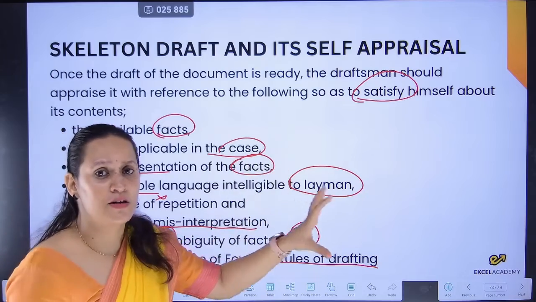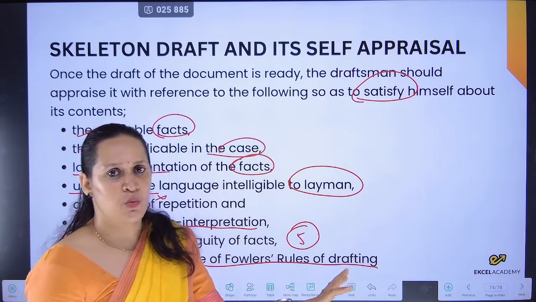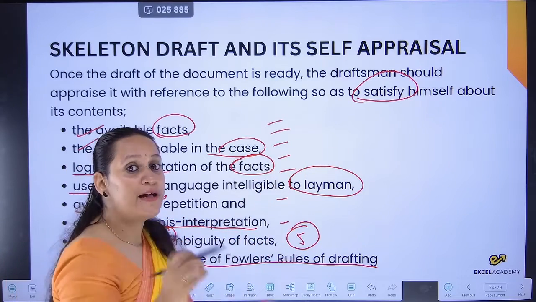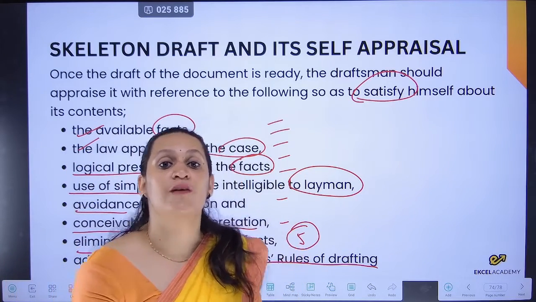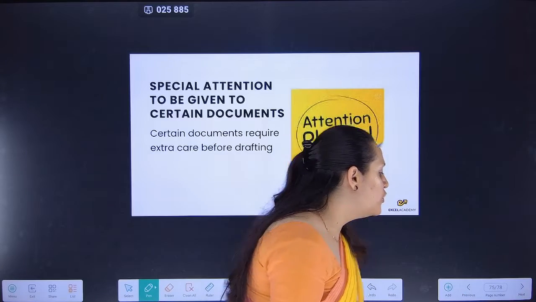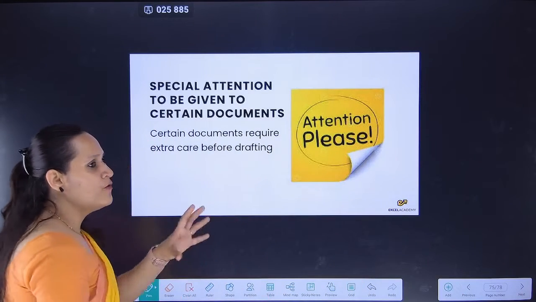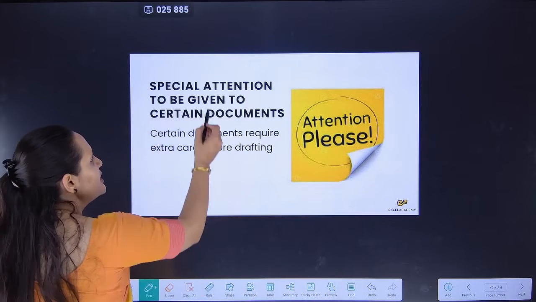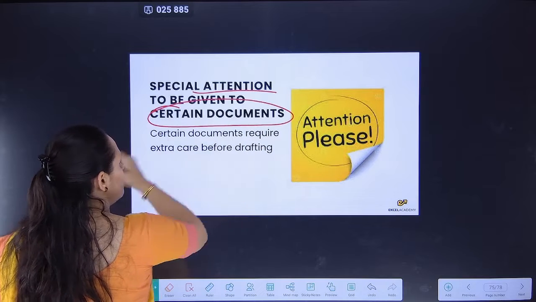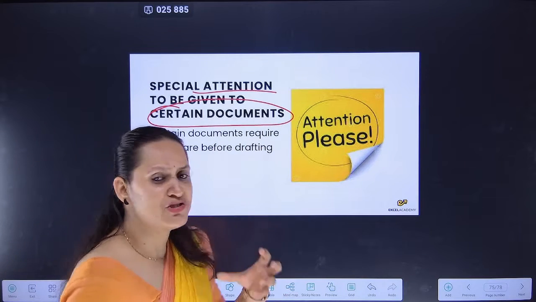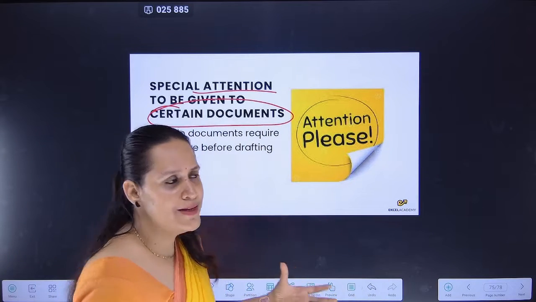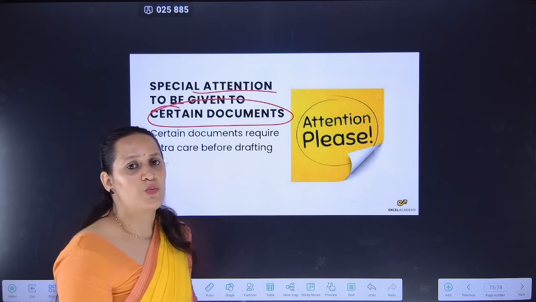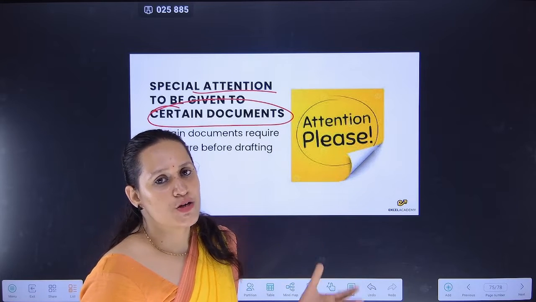So, once you have done the skeleton work and the self-appraisal work, you should checklist whether this is correct, this is correct, this is correct. If everything is correct, that means your document is ready to be a final document that can be a full-proof document. But before finalizing it, before giving the final structure or approving the document, you should give special attention to certain documents. You have to take certain extra care while drafting certain documents, because additional provisions of law will become applicable, and for that you should take whatever necessary actions are there and comply with those.